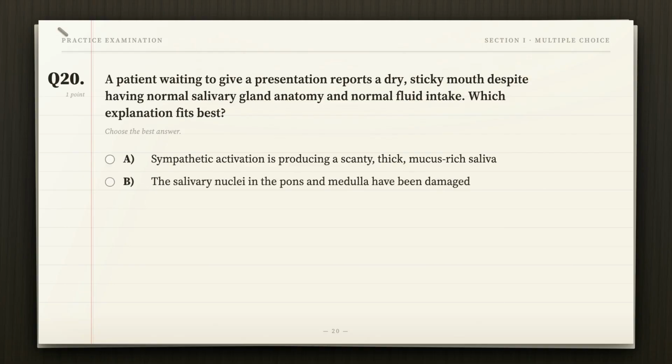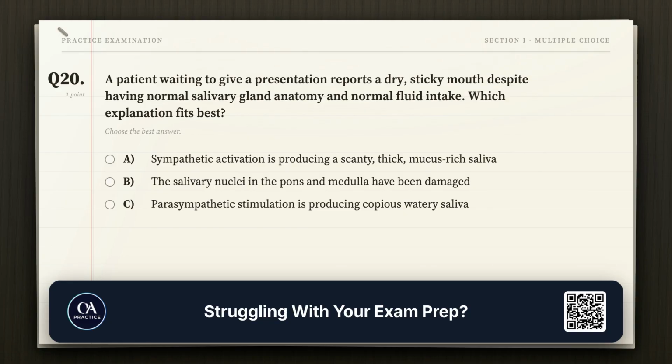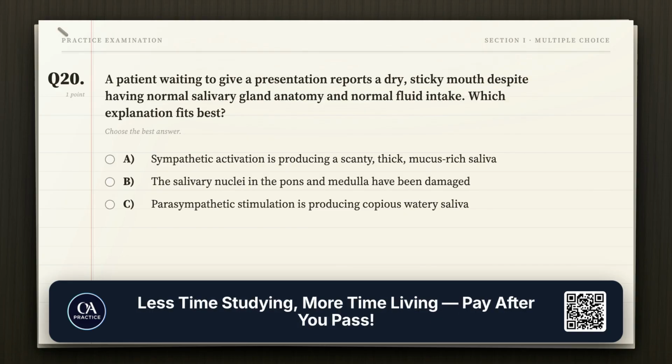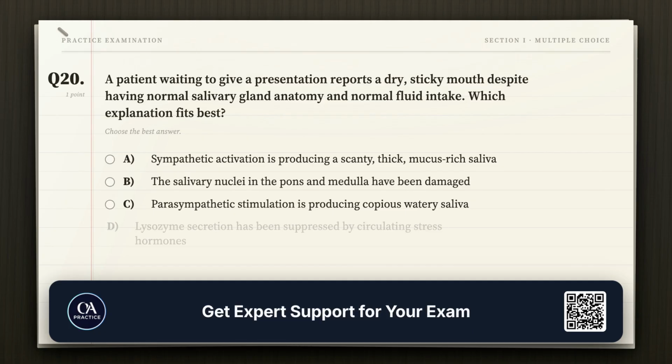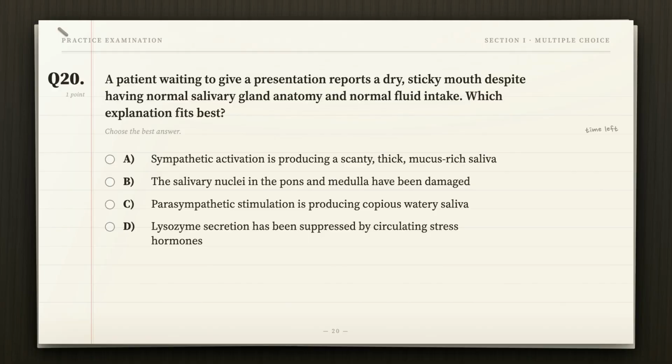B. The salivary nuclei in the pons and medulla have been damaged. C. Parasympathetic stimulation is producing copious, watery saliva. D. Lysozyme secretion has been suppressed by circulating stress hormones. What's your answer? Commit to one before I continue.